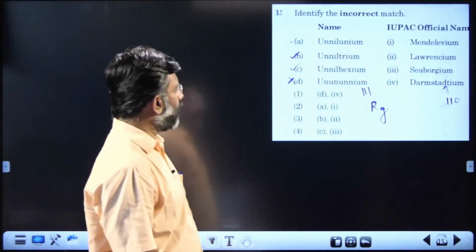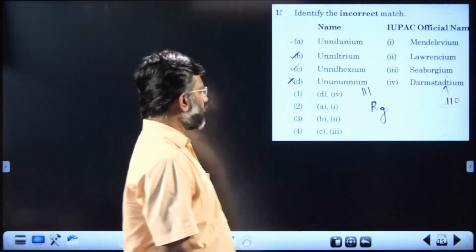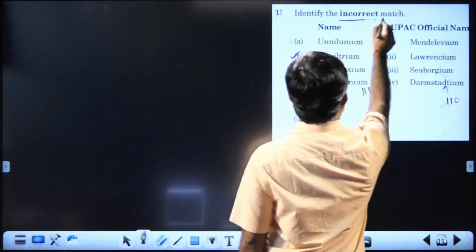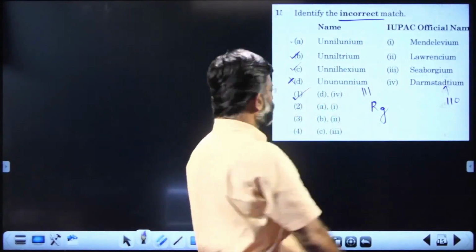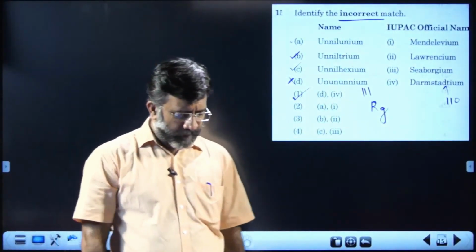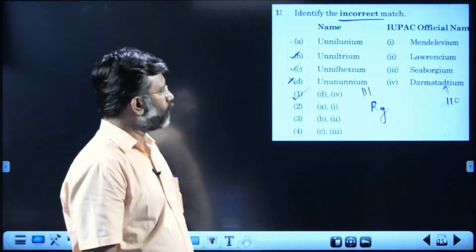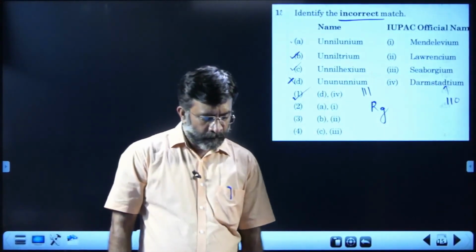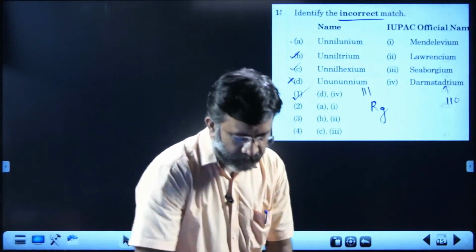So D is not a perfect match. We want to have the incorrect one. So the first choice is the correct answer. D is an incorrect match. On to question number 16 now.